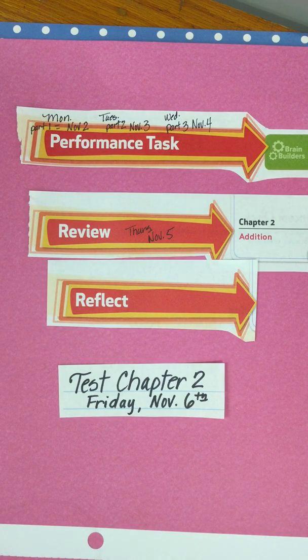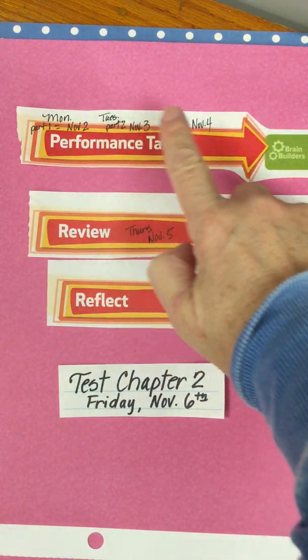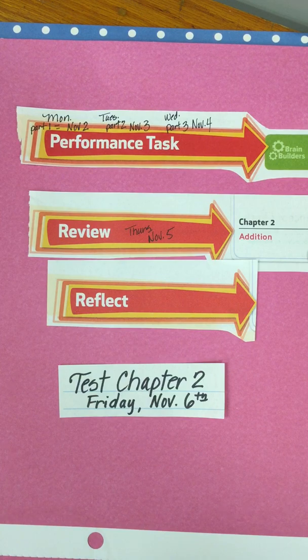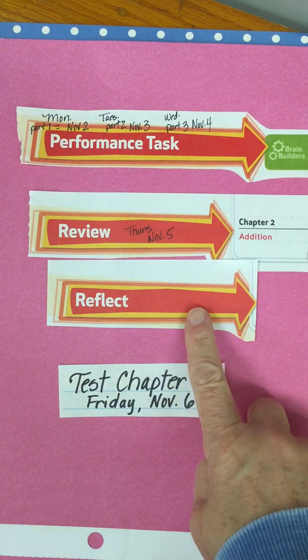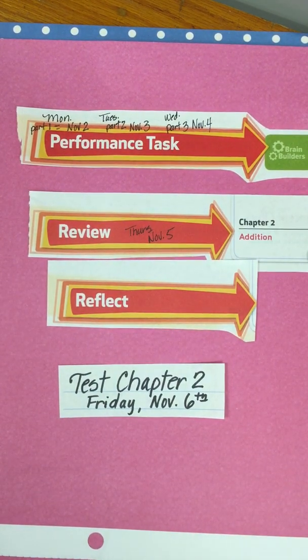We're going to do some performance work. We're going to do our Chapter 2 review, and then you'll take the test on Friday the 6th. So I laid it out for you here. On Monday, Tuesday, and Wednesday's assignment, you'll see performance tasks. Remember, those are the problems that are a little bit deeper level thinking, and they usually ask you to do more than one mathematical operation. Okay, and then you'll do the review on Thursday, and I'm going to walk you through the reflection piece, and then on Friday you'll see the test in Google Forms.